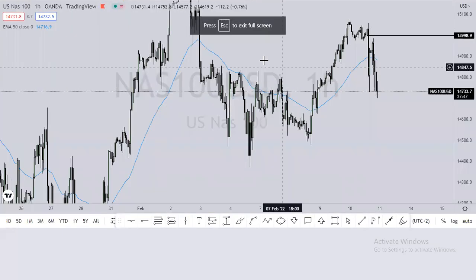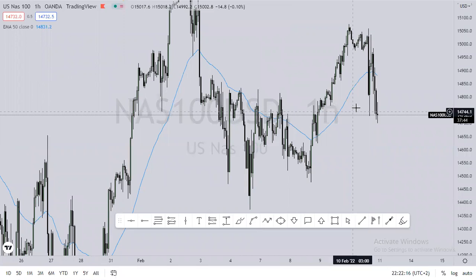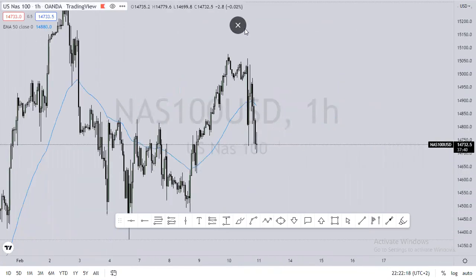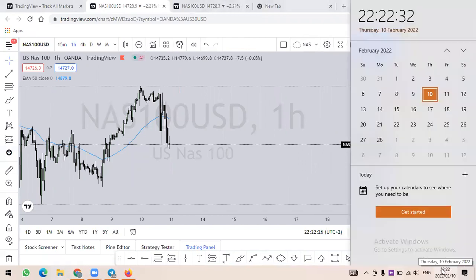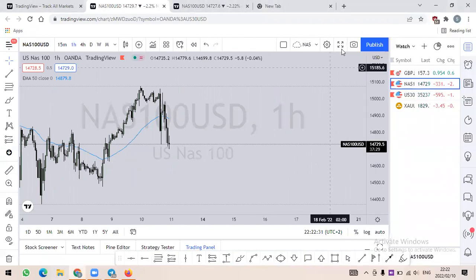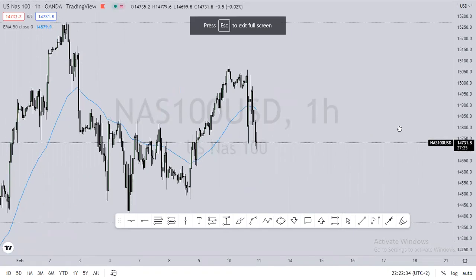So now, as you can see, this is Nasdaq at the most current time. I don't even know what the date is today. Let's check that out. Tomorrow's Friday. Beautiful. The 10th of Feb. So let's check this out.